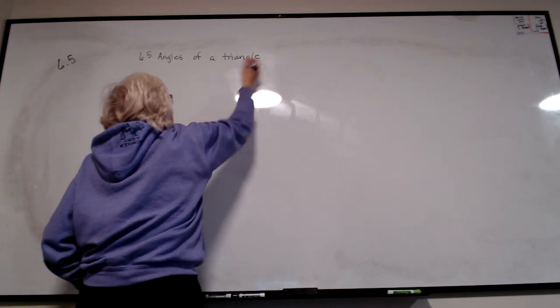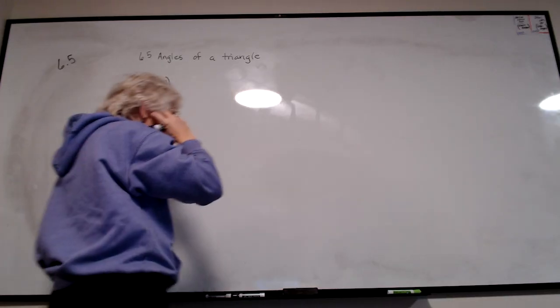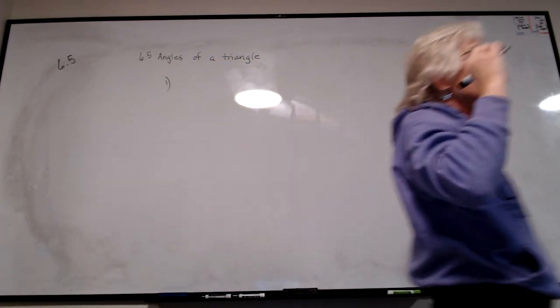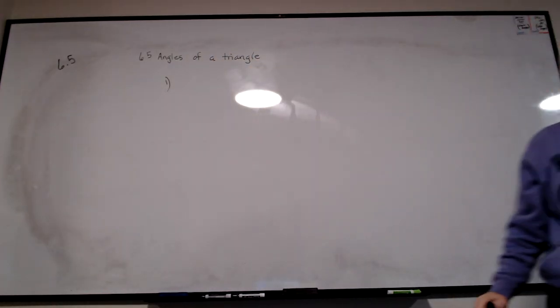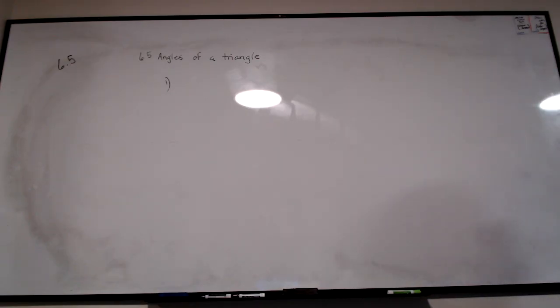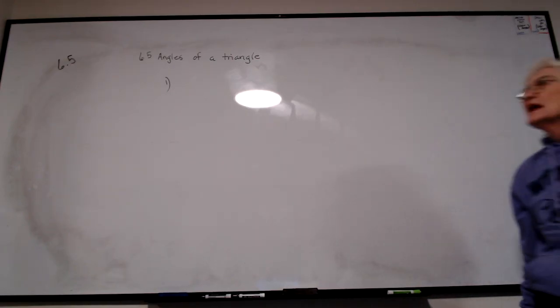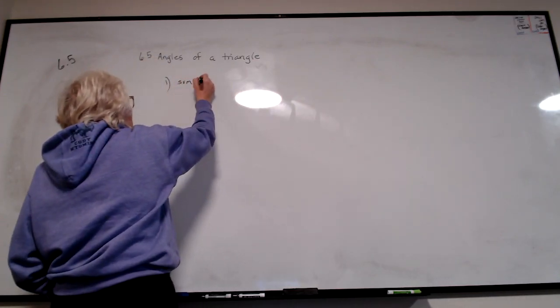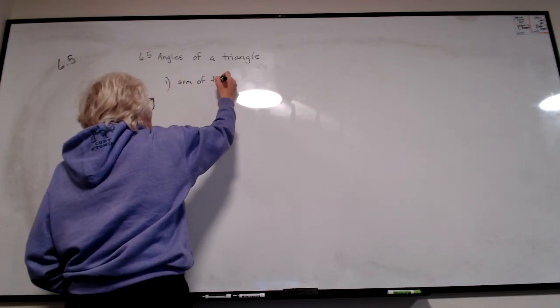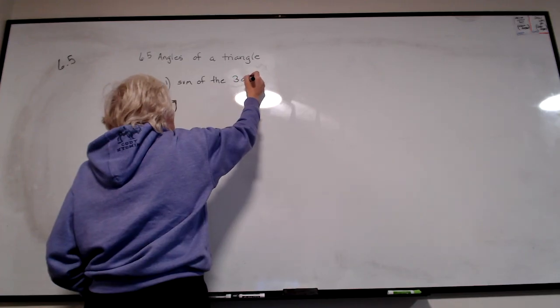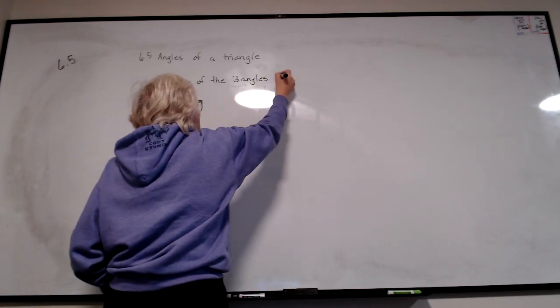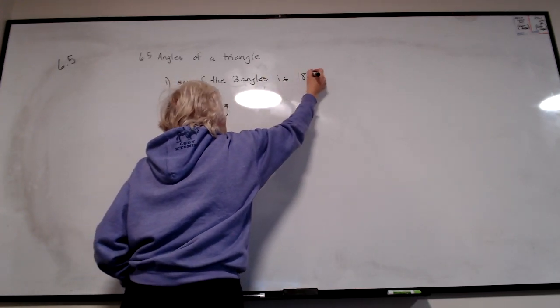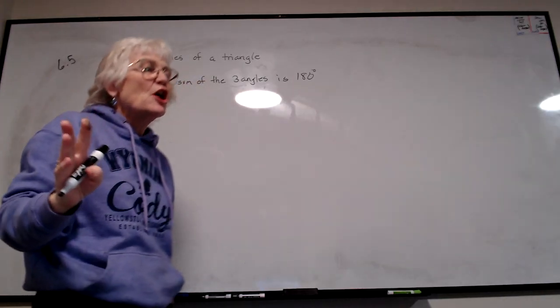Okay. Some statements we can make. What do we know about all the angles in a triangle? What do they equal? 180. 180, okay? So the sum of the three angles is 180 degrees. We should always know that.